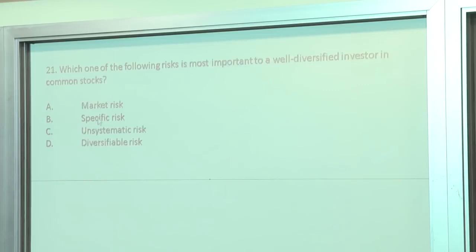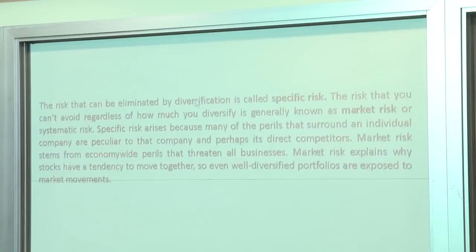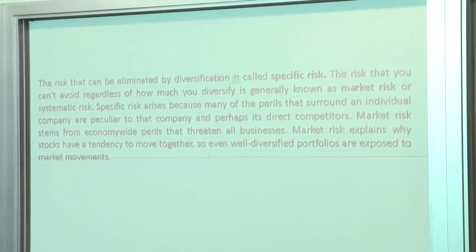Question 20, right? So let's go a little faster. These are conceptual questions. Which one of the following risks is most important to a well-diversified investor in common stocks? It's most important. So market risk or systematic risk. Okay. So risk that can be eliminated by diversification is called specific risk. The risk that you cannot avoid regardless of how much you diversify is generally known as market risk or systematic risk.